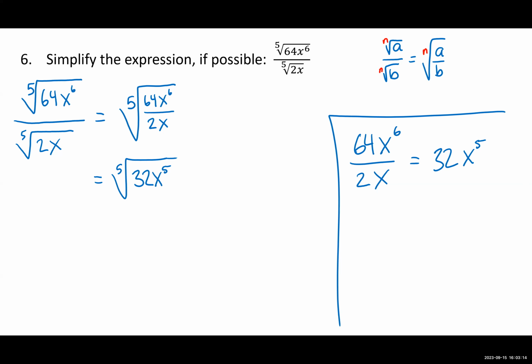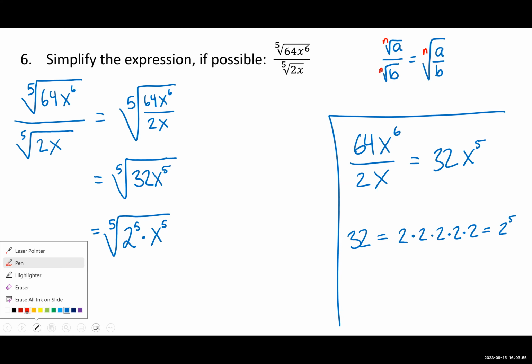So the fifth root and the fifth power, they cancel each other out. And it turns out the number 32 is 2 times 2 times 2 times 2 times 2, which is 2 to the fifth. So 32 is equal to 2 to the fifth power. So this is actually the fifth root of 2 to the fifth times x to the fifth. All right, so the fifth root and the fifth power, they cancel each other out. In the same way, a +3 and a -3 cancel each other out.